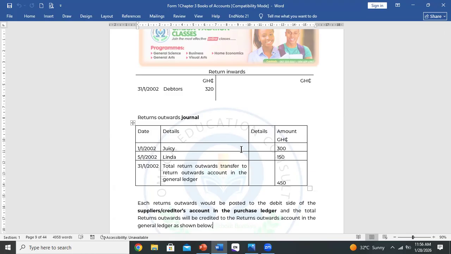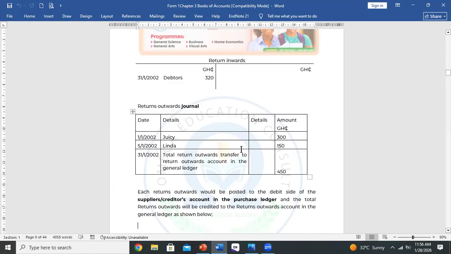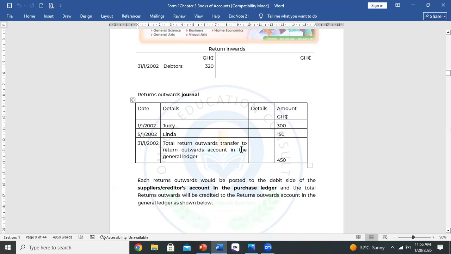So the preparation of the ledger is very simple. Just write the heading sales ledger and put in the account, but make sure you are putting the right account in the right ledger. If you put a creditor's account in the sales ledger, you'll be marked wrong, right? So just know where to put what and you are good to go.